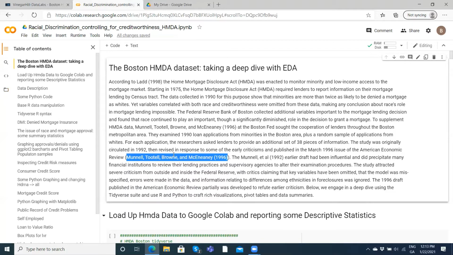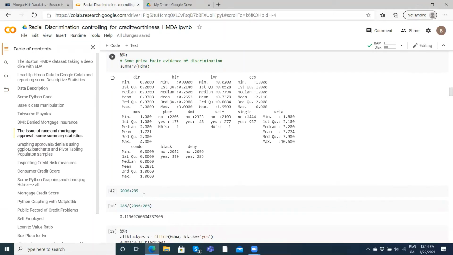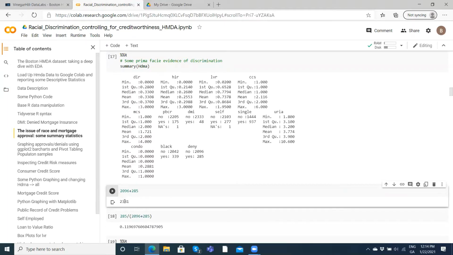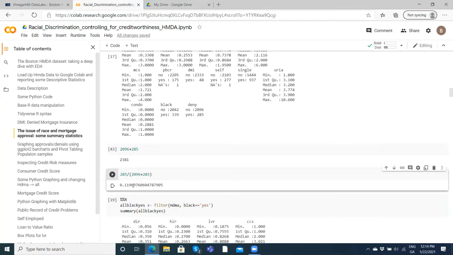We take the data set that's in that paper, and then we come down to looking at the issue of race. Now, is there evidence of racial discrimination in terms of lending approval, lending denial? Well, if we take the combination of the 2,096 who were approved and the 285 who were denied their mortgages, we have 2,381 in our data set. The ratio of those who were denied relative to the entire sample is an 11% rejection rate on mortgage approval.